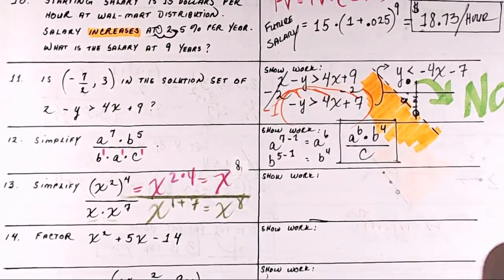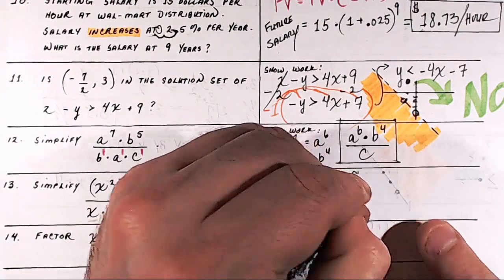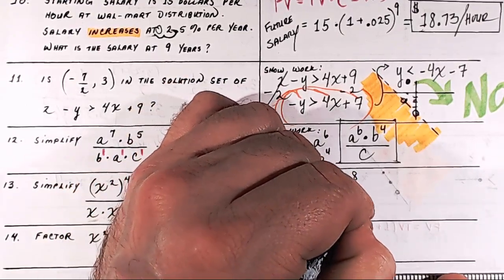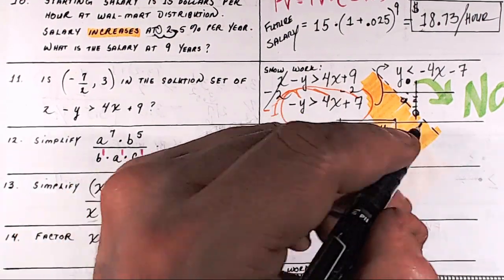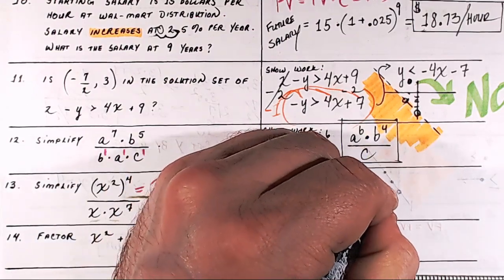Okay. So now I've got x to the 8 over x to the 8. And I can just see that I have something divided by itself. So something divided by itself is 1. So I already know this is 1.